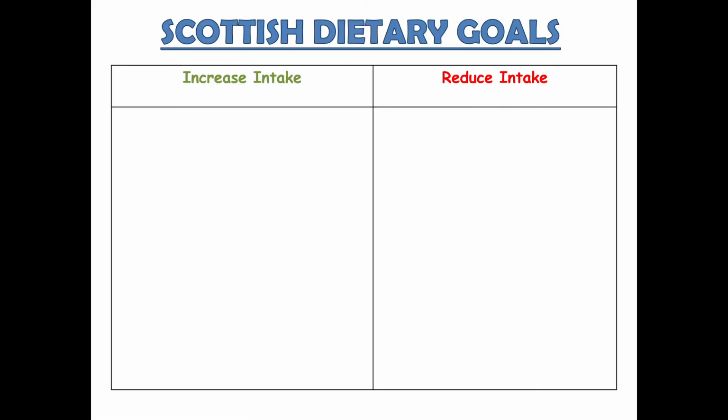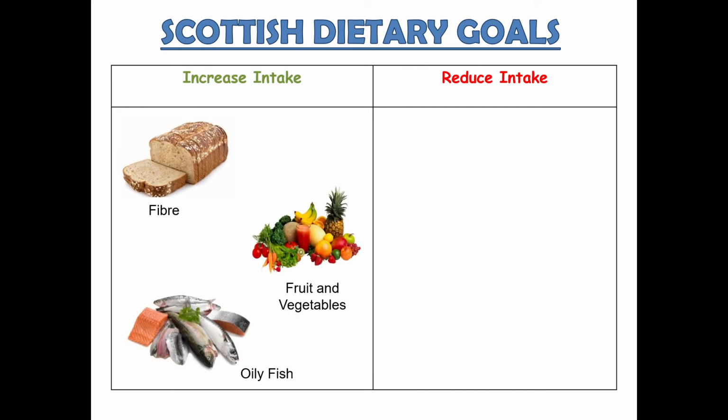Okay. So if we have a quick look at the answers to that one, guys, because this will give us our 8 Scottish Dietary Goals. If we're looking at increase intake, we want to increase the amount of fruit and vegetables we have, because we don't get enough of those. We need to increase the amount of fibre we have, because again, not getting enough of that. And we need to increase the amount of oily fish we get.